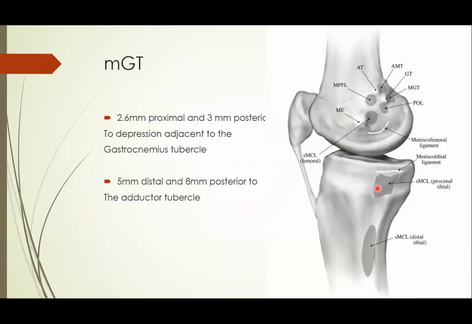The medial gastroc tendon is found in close proximity to the gastrocnemius tubercle, exactly 2.6 mm proximal and 3 mm posterior to a depression that is found adjacent to the gastroc tubercle. With respect to the adductor tubercle, it is found 5 mm distal and 8 mm posterior.